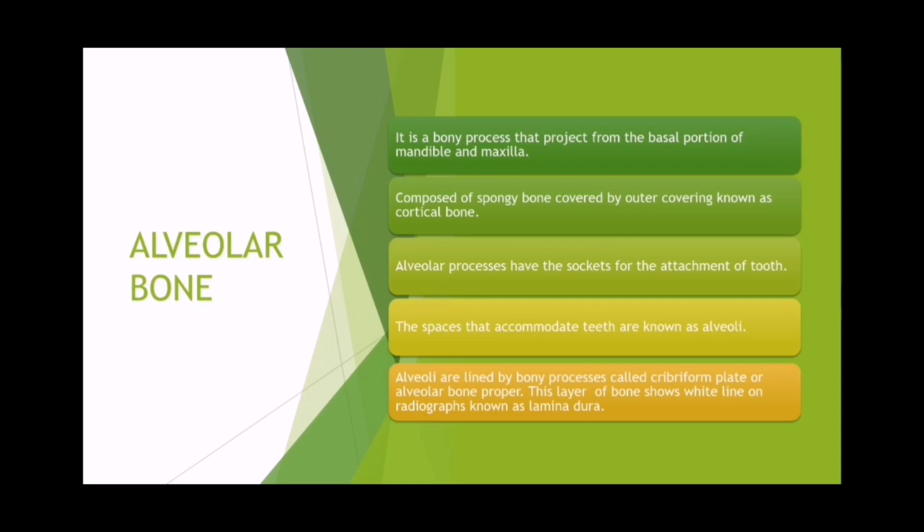Alveolar bone is a bony process that projects from the basal portion of the mandible and the maxilla, composed of spongy bone covered by an outer covering known as cortical bone. The alveolar process has the sockets for attachment of the teeth. The spaces that accommodate teeth are known as alveoli. Alveoli are lined by a bony plate called the cribriform plate, or alveolar bone proper. This layer of bone shows as a white line on the radiograph known as lamina dura.